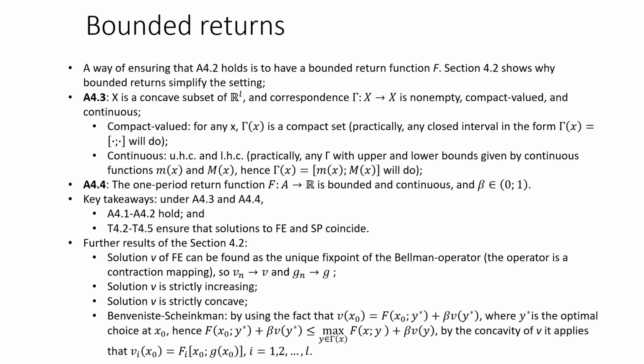Section 4.2 is important because we have a bunch of further results. I don't want to go over these results because everything is contained and described appropriately in the textbook. So we have a number of assumptions under which the solution v to the functional equation is strictly increasing, strictly concave.